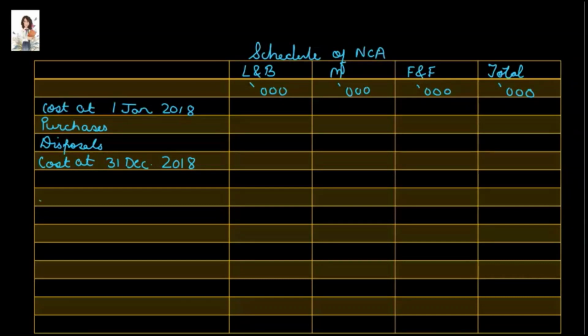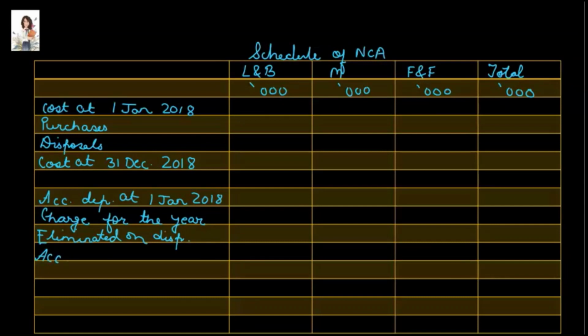We will then look at the depreciation. So we will show accumulated depreciation on the first day of the year. The depreciation charged for the year comes next. Depreciation on non-current assets which were sold during the year will come next. That is eliminated depreciation on disposed assets, that is disposals. And the last thing is accumulated depreciation on the last day of the year.